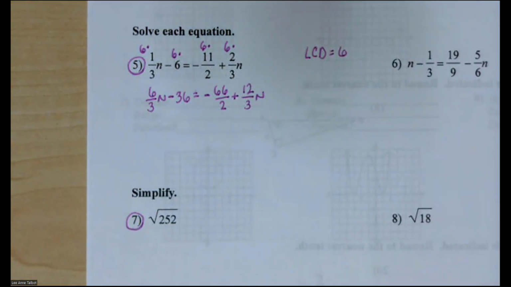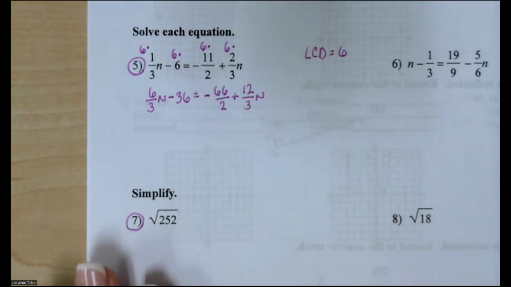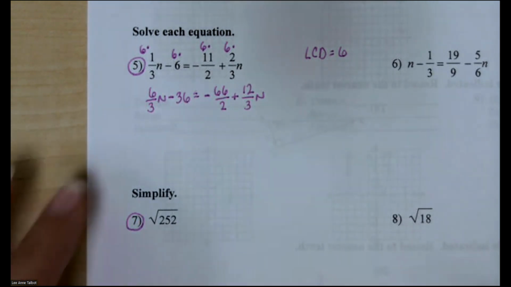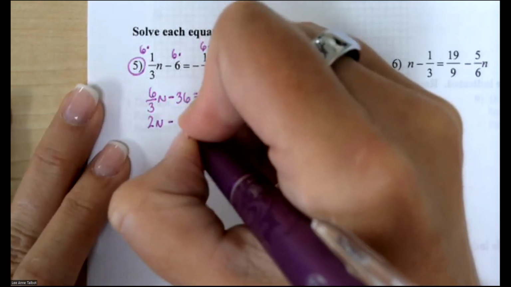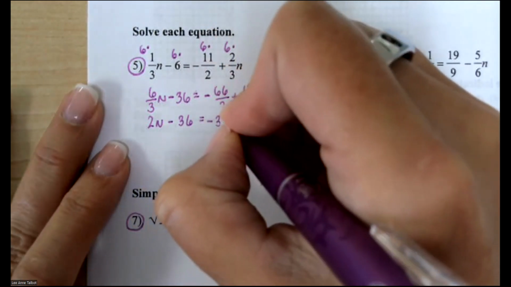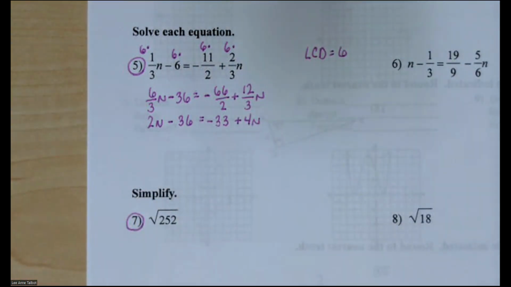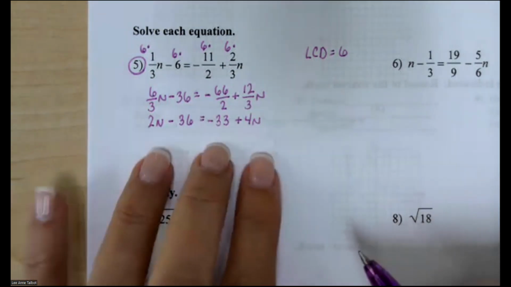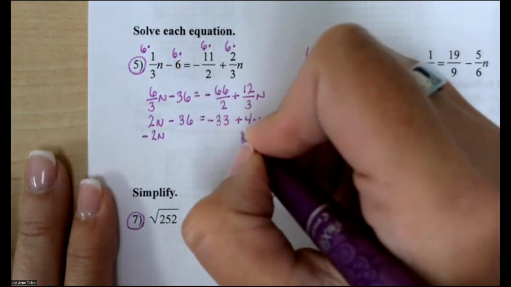Okay, let me go over the steps again. First step, find the least common denominator. Second step, multiply all of the numerators by that number. Good so far? Okay, next step, step 3, divide: 2n minus 36 equals negative 33 plus 4n. And if you did the first 2 steps correctly, magic will happen and you have all whole numbers now. Okay, and at this point, you can decide what you want to undo first. I'm going to undo the 2n first.